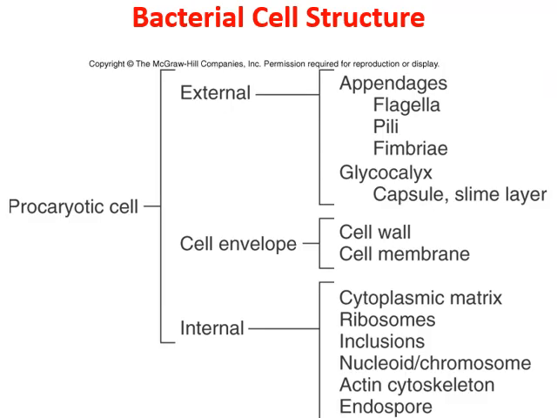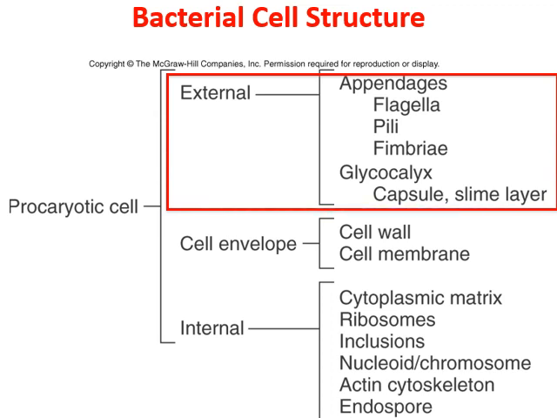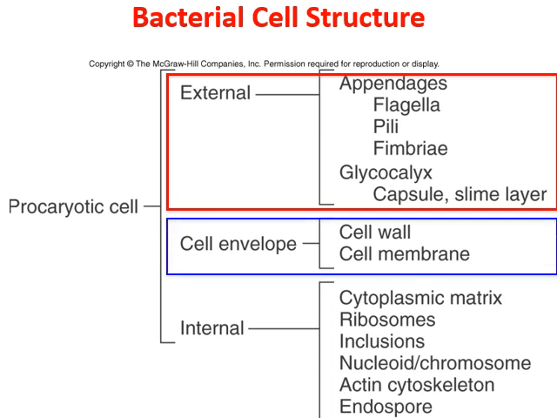The bacterial cell structure is composed of three main parts, as we can see. The external part includes the appendages, flagella, villi, and fimbriae, and the glycocalyx, which includes the capsule and the slime layer. The middle part includes the cell wall and the cell membrane, and as we said, there is no cell wall in the eukaryotic cells. And the internal part includes the cytoplasmic matrix, which includes all the things inside, like the ribosome, the inclusions, and the chromosome, and the endospores.